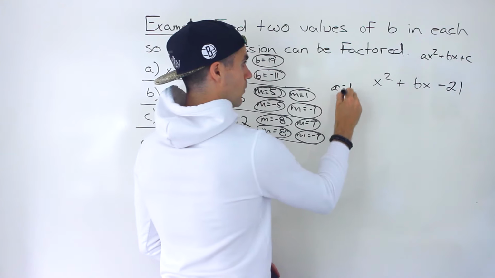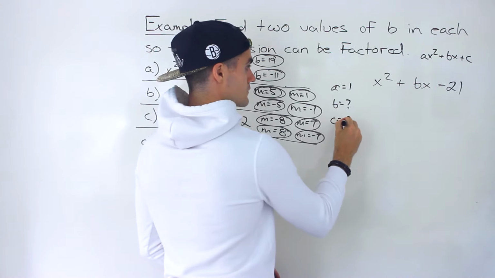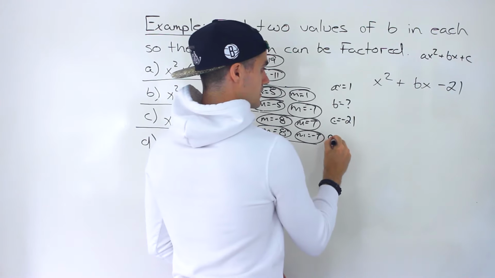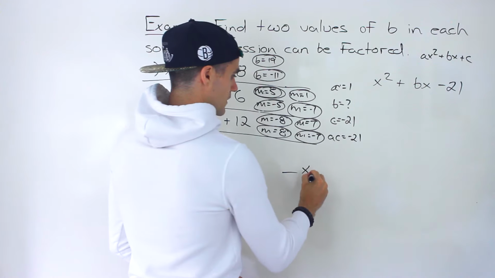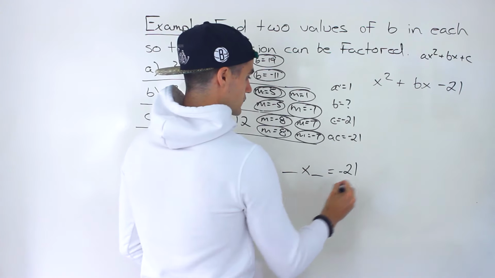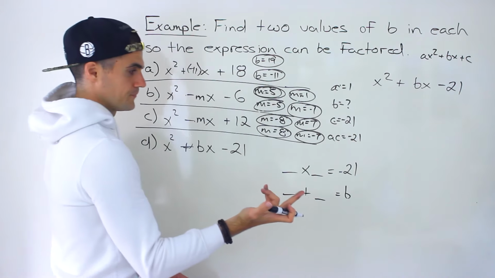So really all we've got to do is, let's write this over here. The a value is 1. The b value is what we're solving for. The c value is negative 21. So we just have to find two numbers that multiply to negative 21, and then the b value is what we're solving for.